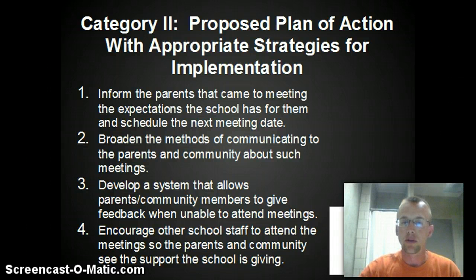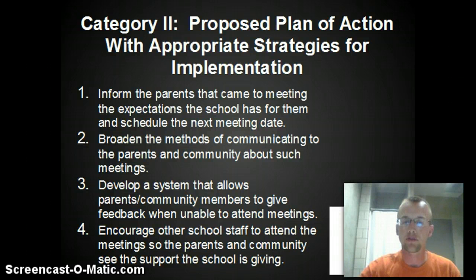Second thing I would do is broaden the methods of communication to the parents and community about such meetings. One note is not good enough. There needs to be something in the newspaper, there needs to be something on the school website, there needs to be something in social media. There's various other forms that you could use to get the word out. Text messaging is also another form.